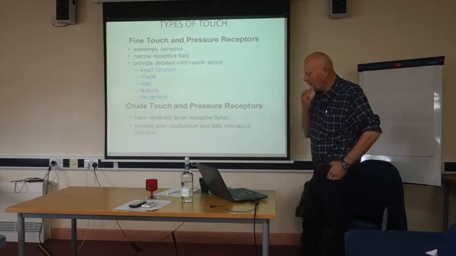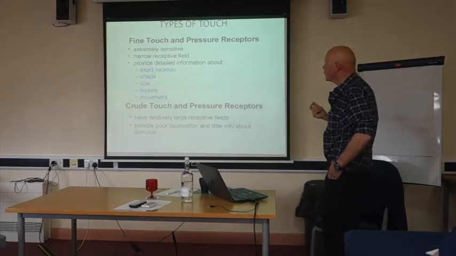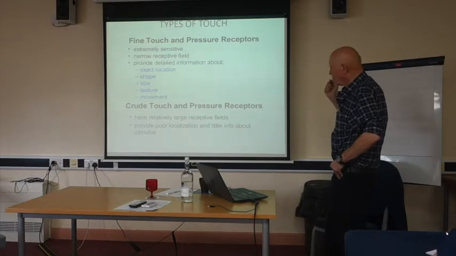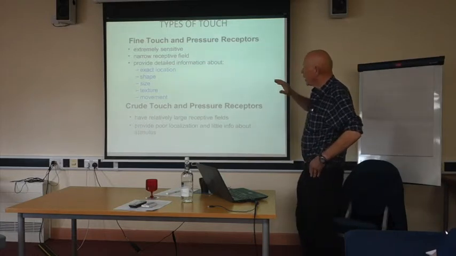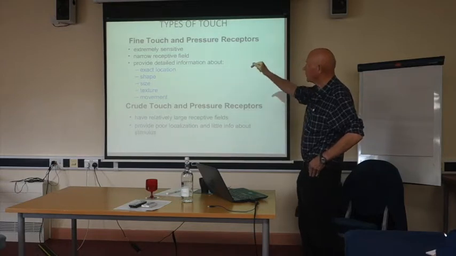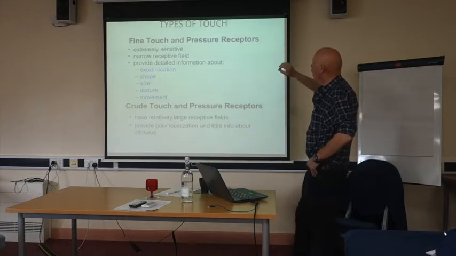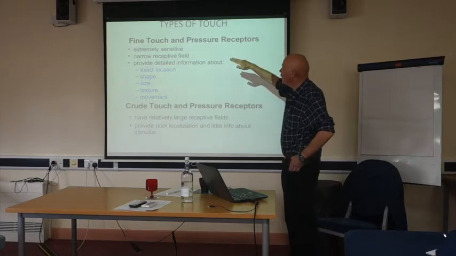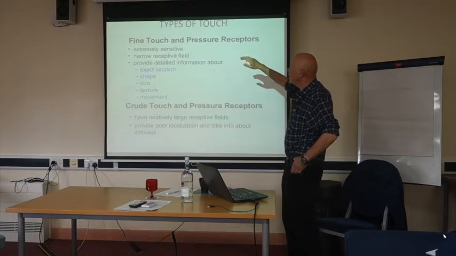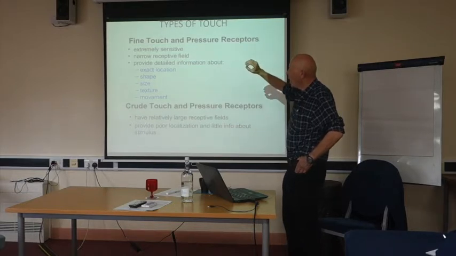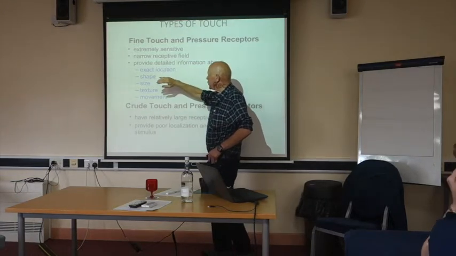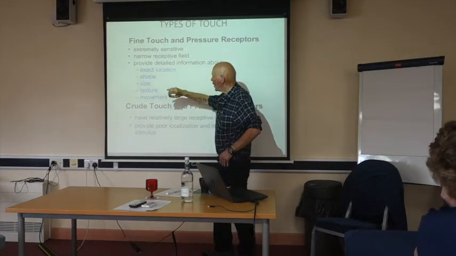And you need to think about the different types of stimulation you might be getting there, that might be provided, and that then has to get through the system and up into the brain. Fine touch gives you this kind of information: the exact location, you know exactly where you've been touched.